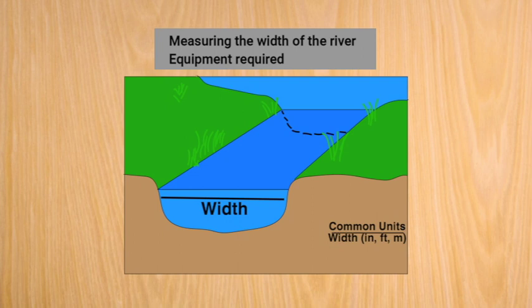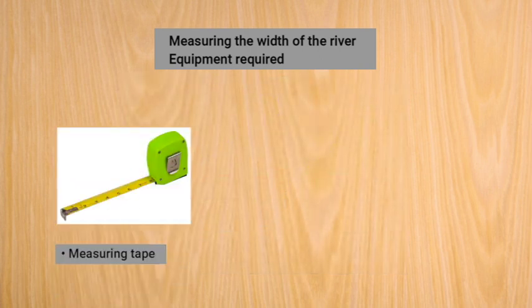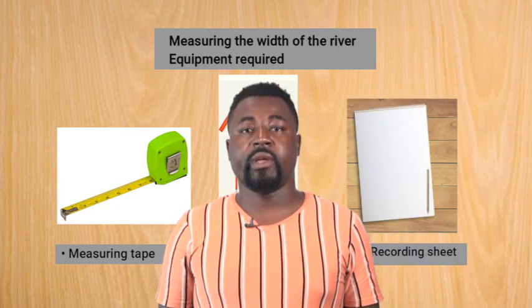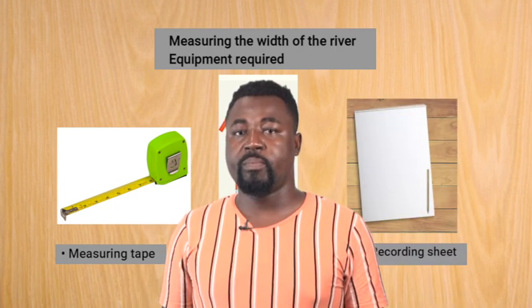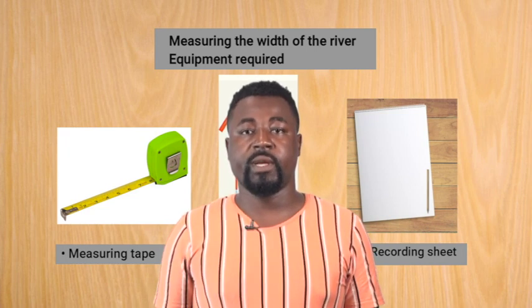load. Width. When we are measuring the width of the river across the channel, we need the following equipment: measuring tape, ranging poles, and a recording sheet. After we have correctly identified our equipment and measuring sites, we will do the following to measure the width of the river.